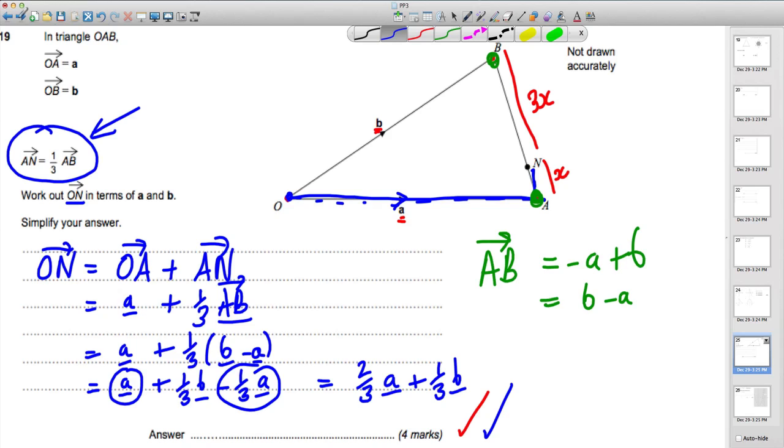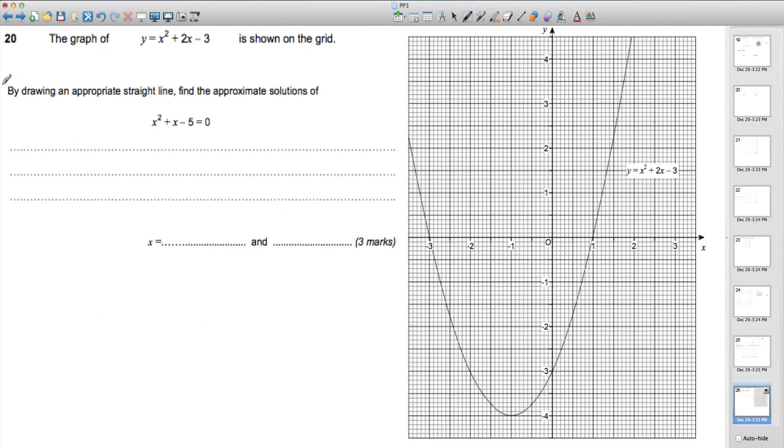Next question. Okay, now this question, just looking at it instantly, is going to be a tricky question to understand. Just, bear with me on this one. It's 3 marks. It's not too bad if you don't fully understand it, but I think you might be able to if you listen in carefully. The graph of y is equal to x squared plus 2x subtract 3 is shown on the grid.